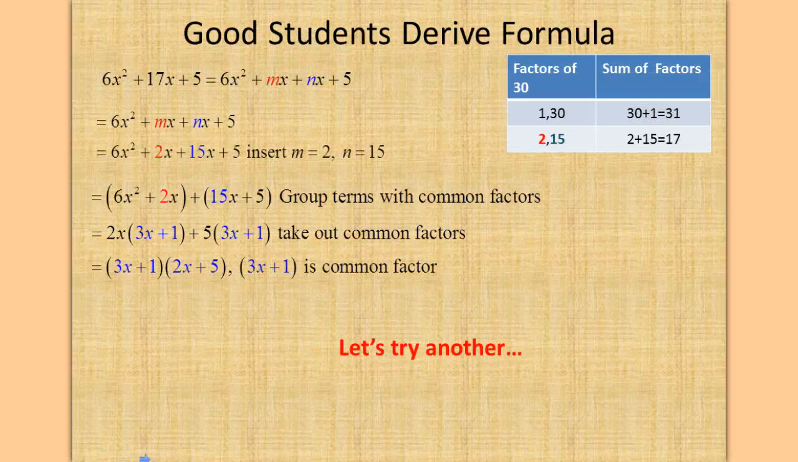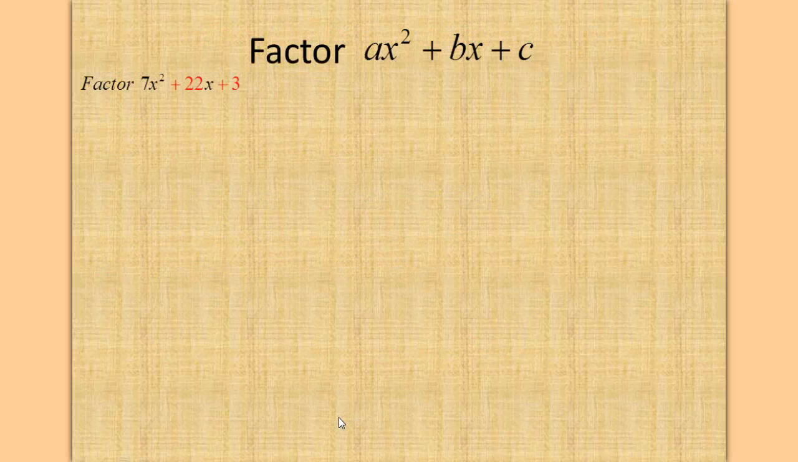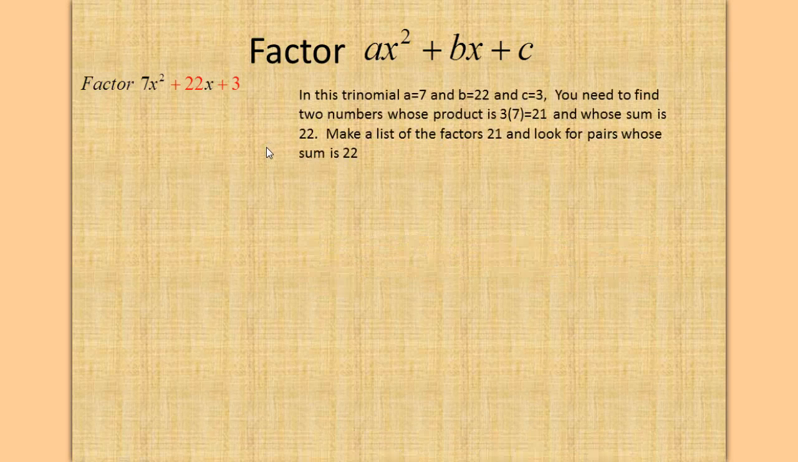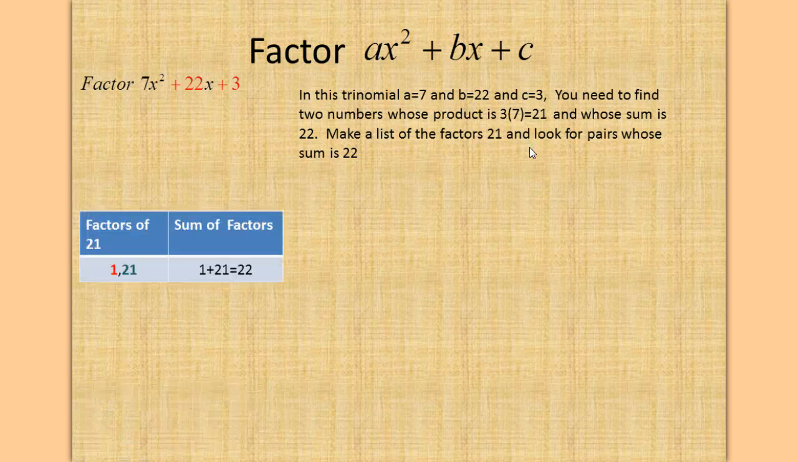Okay, let's continue. So our trinomial is 7x squared plus 22x plus 3. In this trinomial, a equals 7, b equals 22, and c equals 3. As we see, our a is not equal to 1. So we need to find two numbers whose product is 7 times 3, which is 21, and whose sum is 22. Make a list of the factors of 21 and look for the pairs whose sum is 22.